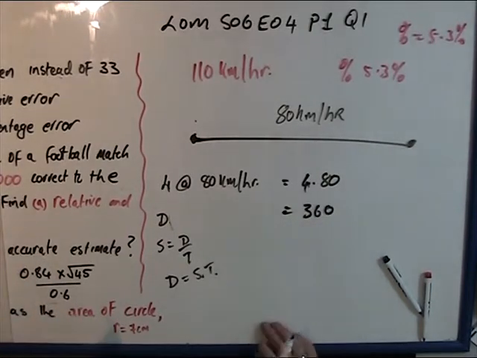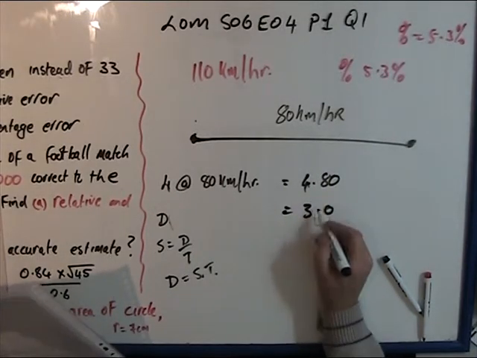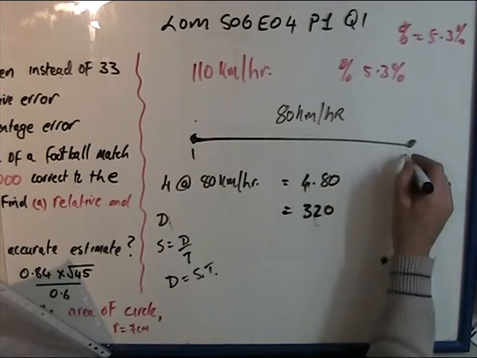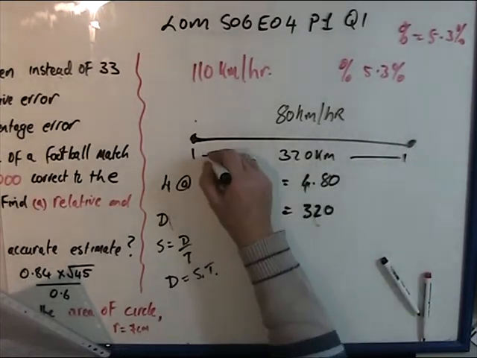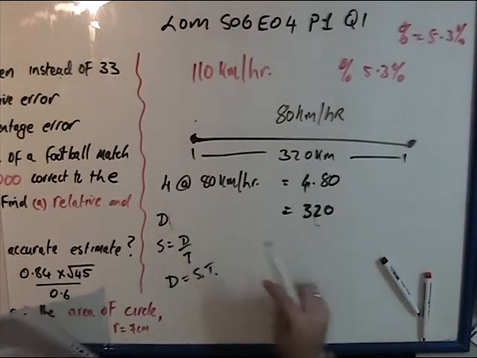360. Okay, 4 eighths are 360. 320. Oh, 320. Okay, 320 kilometers. So the length from there to there, now I found out, is 320 kilometers. Okay, because I found the distance, because I was given the speed and I was given the time.